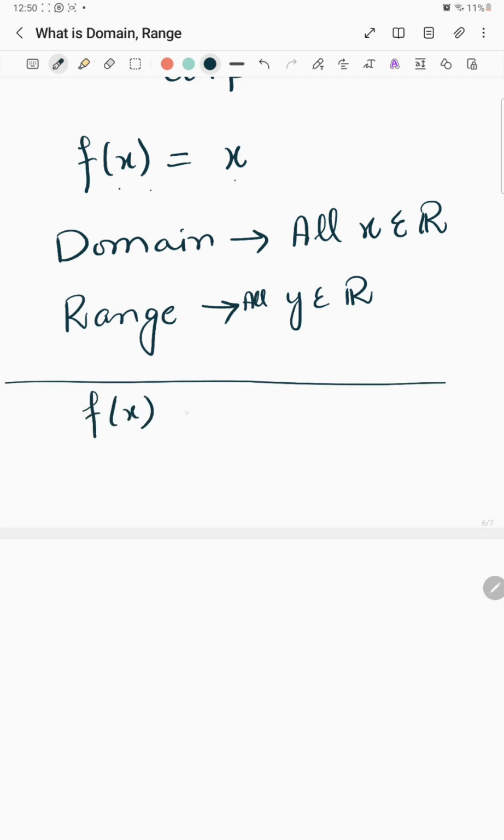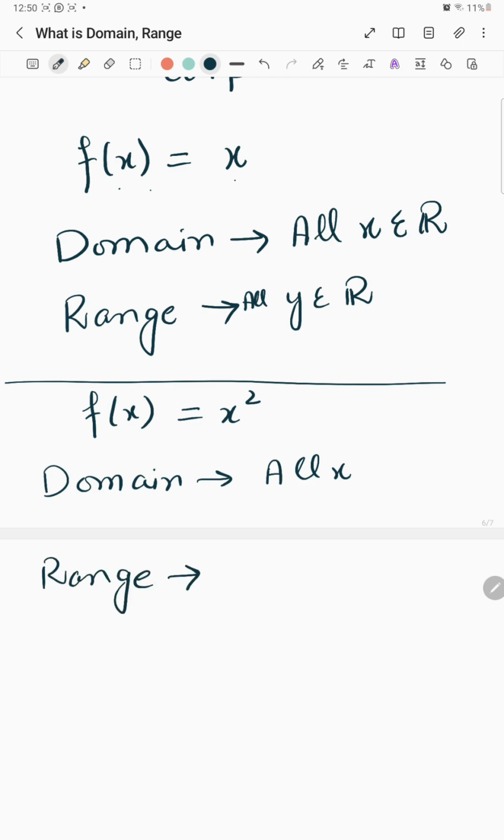F of x is equal to x square. What will be the domain? What are the input values that I can put in this function? All x. What will be the range? What will be the output values that I can get? Because it's x square, can I ever get a negative value? If I have f of minus 1, square would be plus 1. If I have f of 1, square would be 1. So is it possible that we can never ever get a negative answer? No, because the function is a square function.